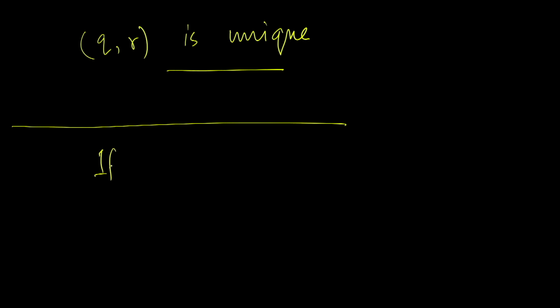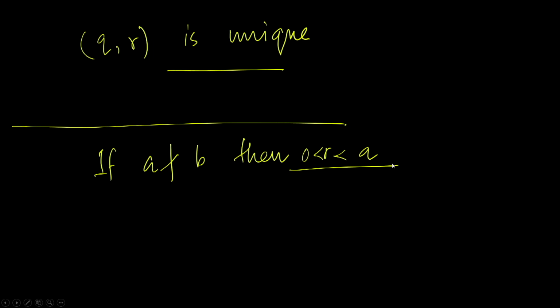If a does not divide b, then 0 less than r less than a. In that case, none of the points in the arithmetic progression will be divisors of a. Therefore, r will be strictly greater than 0.